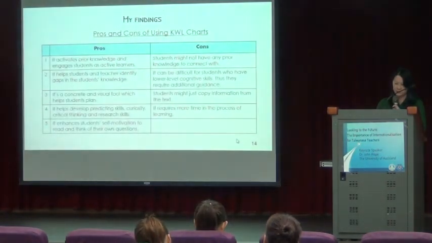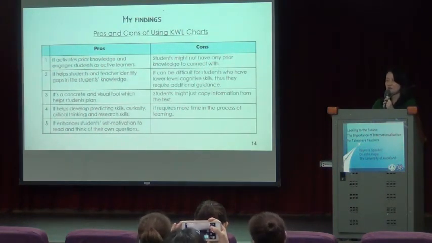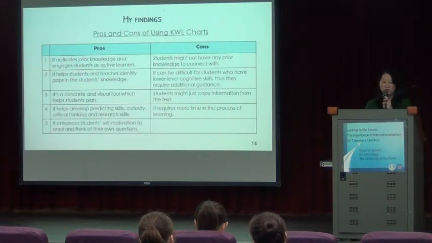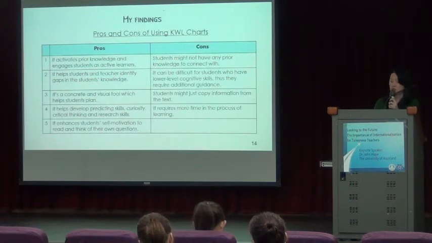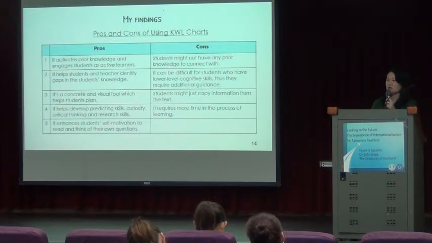After the research, one of my findings is that I applied the KWL chart several times, and I think it's very good for knowing the students' prior knowledge, and also very good for developing students' critical thinking and research skills. But what I found is that it is quite difficult for students with lower cognitive skills, who need extra additional guidance. So it becomes time-consuming for the class, and it slows down the process of learning.